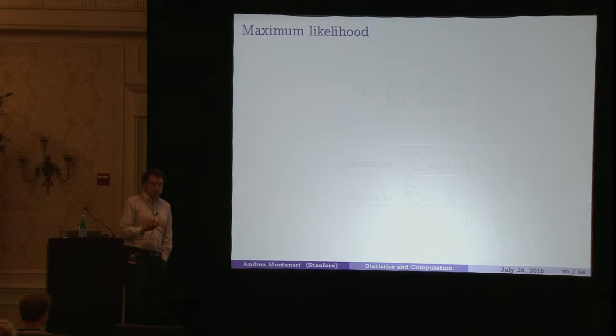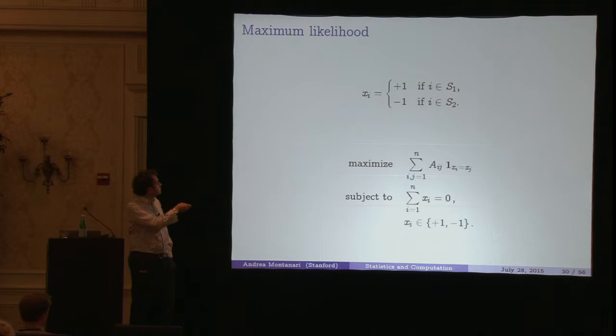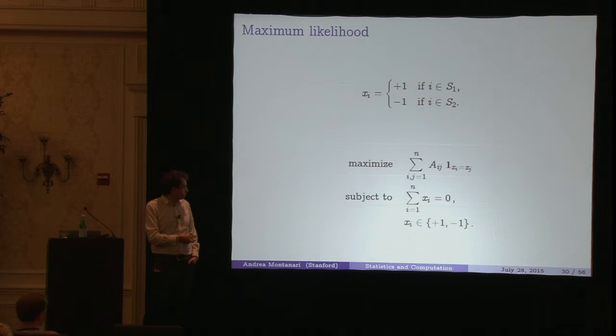So if you are not ingenious, the first thing that you do is maximum likelihood, right? So what is maximum likelihood here? I encode the partition as plus minus 1, so plus 1 on one side, minus 1 on the other. I call A_ij the adjacency matrix of the graph. Maximum likelihood, if you think 5 minutes, is you want to maximize the number of edges on one side plus the number of edges on the other side. So this is the sum over ij of A_ij with x_i equal x_j, right? Or equivalently, minimize the number of edges across the partition, subject to the partition being balanced and x being plus minus 1.